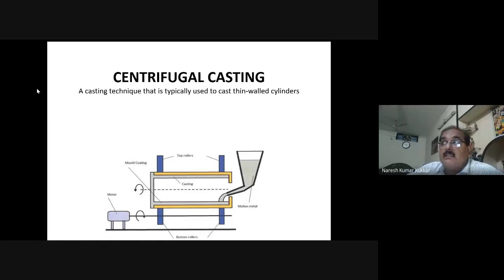Cylindrical shapes like piston sleeves, or sort of piping. But pipes are also created by die casting. But centrifugal casting is used when there is a cylindrical use. Rollers are used from the outside, and material is poured inside the mold to create the centrifugal casting.